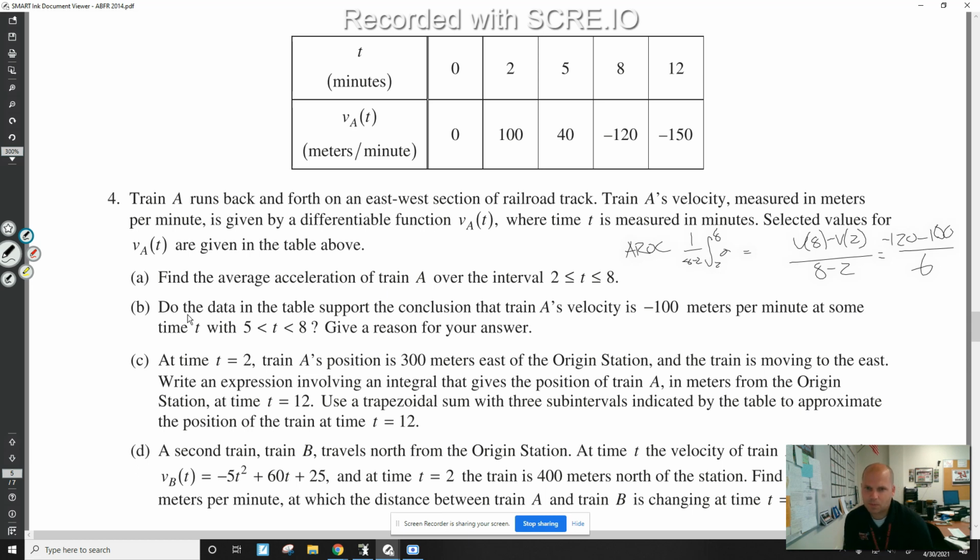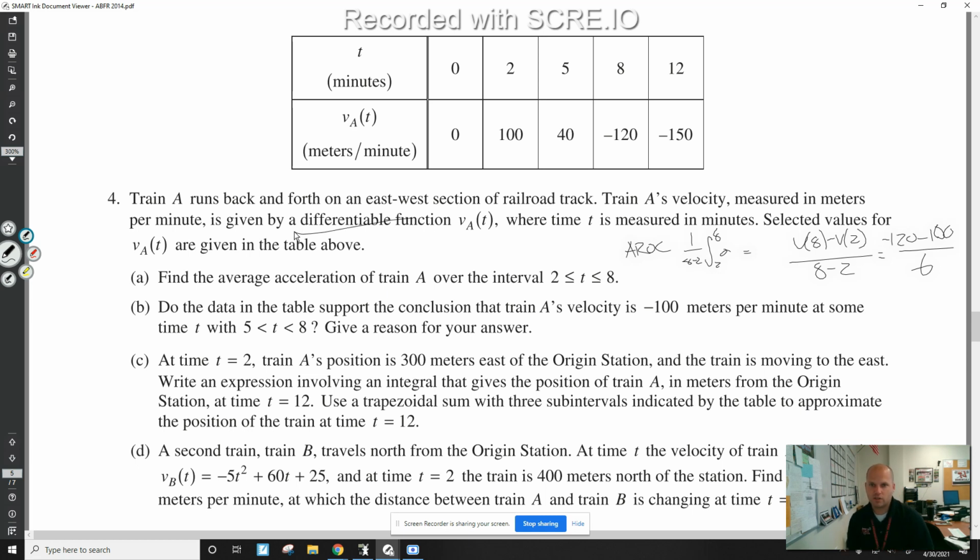Do the data in the table support the conclusion that the train A velocity is negative 100 meters per minute at some time t from 5 to 8? Give a reason for your answer. So from 5 to 8, will we have a velocity that's negative 100? Well, if my velocity is continuous, by the intermediate value theorem, yes, I'd have to cross through. If my velocity is not continuous, I don't know if that's true.